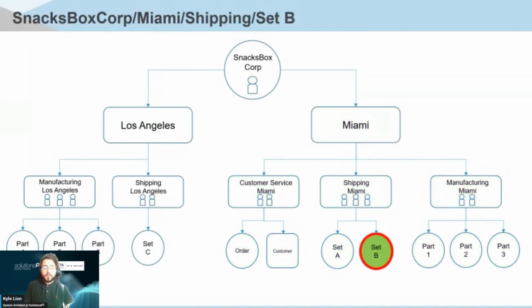If we want to really restrict a user to a very particular data set, in this example here, under the shipping department in the Miami site, we just want to limit them to the item set B. We assign them the path SnacksBoxCorp/Miami/shipping/set B. So that's a way in how we can structure our assets within Insight to be able to allow this kind of user segregation.